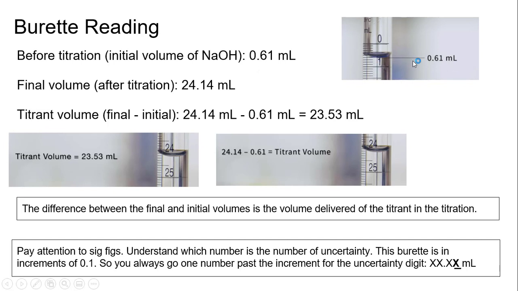So here's a picture from their lab. You have a final volume minus your initial volume. That gives you the titrant amount. And notice it has 2 digits after the decimal point.